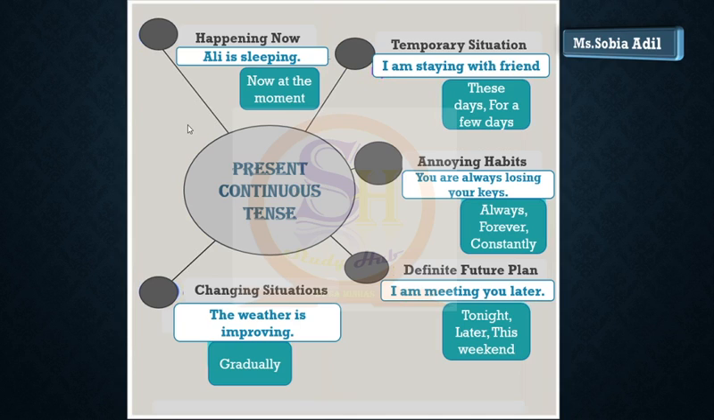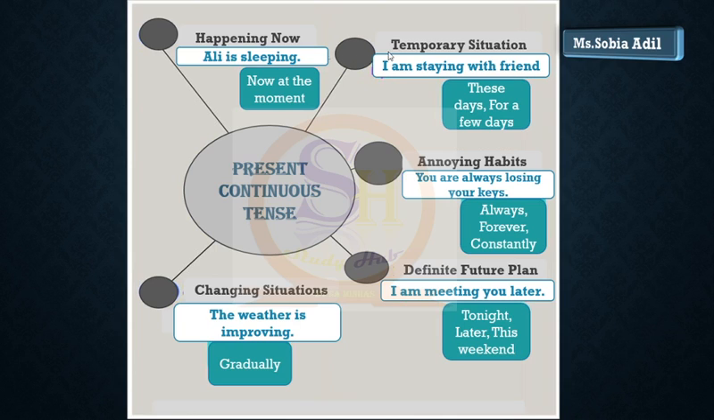Okay, let me tell you one more thing, students, that you can use present continuous tense in different types of situations. For example, the first situation is if the action is happening right now, at the moment. For example, Ali is sleeping. So this is the action that is happening right now at the moment. So you can use this tense in this situation.